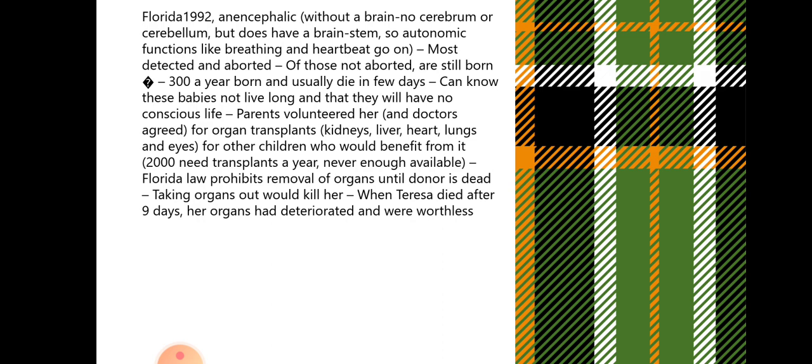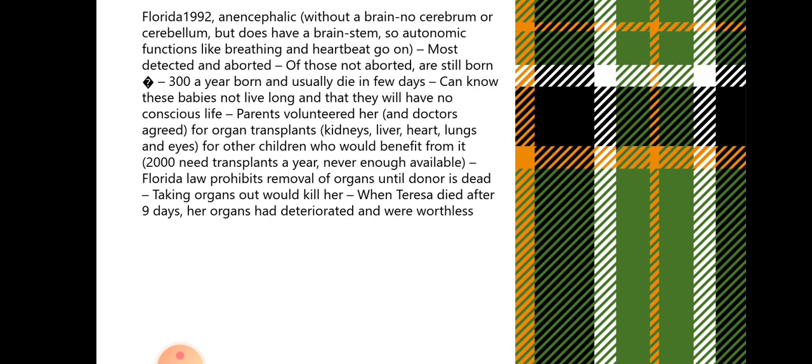2,000 need a transplant a year in the United States. However, Florida law prohibits removal of organs until the donor is dead. So the only problem is that the law in Florida prohibits organ donation to other babies only if the donor himself is already dead. So taking organs out would kill the baby, especially if the baby is still alive.